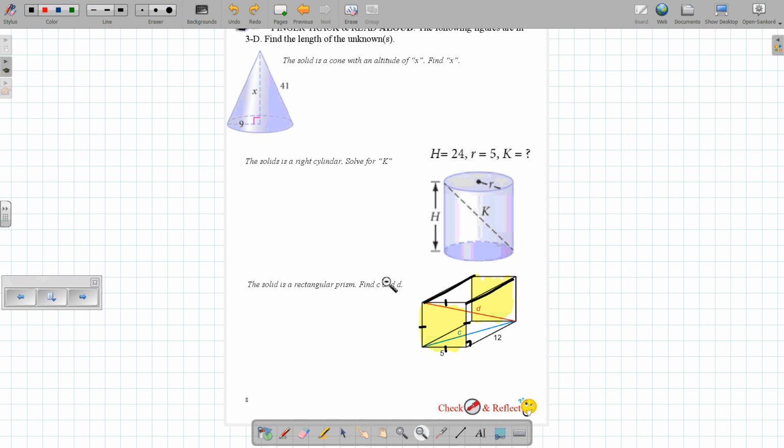Show all your work, work in pencil, then correct in red pen. I'll be collecting this page, all 8 pages, when you return on Tuesday.